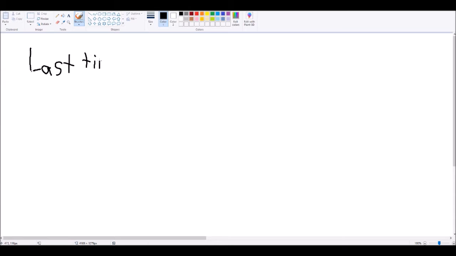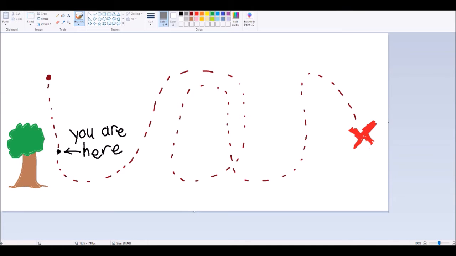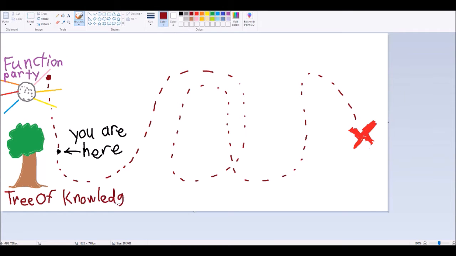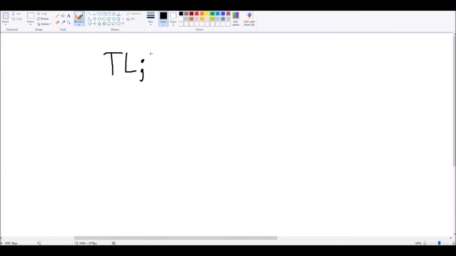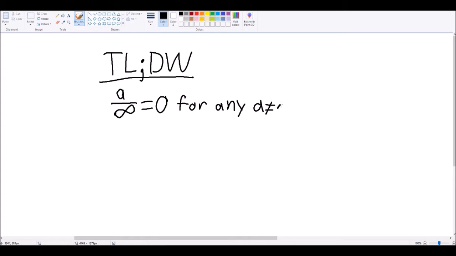Last episode, I challenged you to define a limit as the variable approaches infinity. After last episode of fixing the function party, we must now leave it and continue our mini-quest to get to the Tree of Knowledge. Oh hang on, is this video too long for you? Here's the formulas. Let me know what you did with that extra free time.